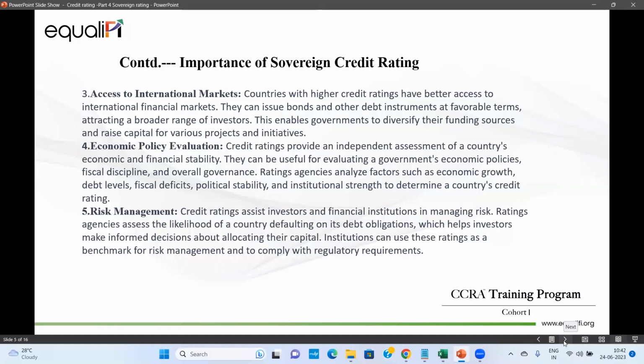Economic policy evaluation. Credit rating provides an independent assessment of a country's economic and financial stability. They are useful for evaluating a government's economic policies, fiscal discipline, and overall governance. Rating agencies analyze factors such as economic growth, debt levels, fiscal deficits, political stability. Countries with high sovereign ratings attract debt markets, but not necessarily equity markets.